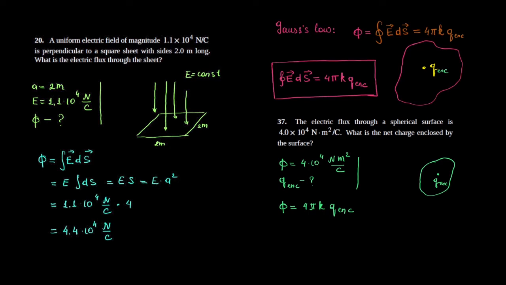From this equation, Q enclosed is equal to phi divided by 4 pi k, so it is equal to 4 times 10 to the 4 divided by 4 times 3.14 times 9 times 10 to the 9, so it is equal to approximately 0.5 times 10 to the minus 5 minus 2, so it's minus 7 Coulomb.